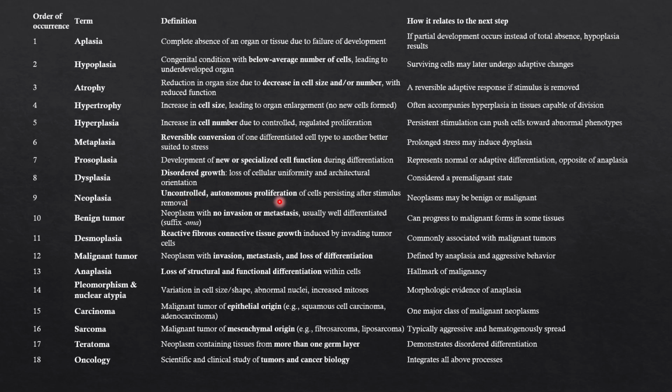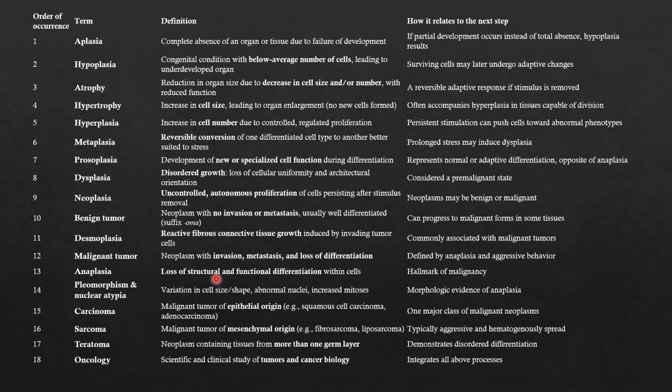Neoplasia is the uncontrolled, autonomous proliferation of cells that persists after the stimulus is removed, and neoplasms may be benign or malignant. Benign tumors are neoplasms with no invasion or metastasis and are usually well differentiated. However, they can progress to malignant forms in some tissues, which results in desmoplasia, the reactive fibrous connective tissue growth induced by invading tumor cells and commonly associated with malignant tumors.